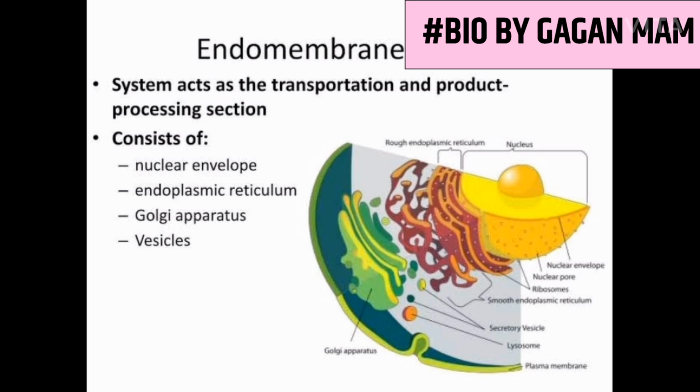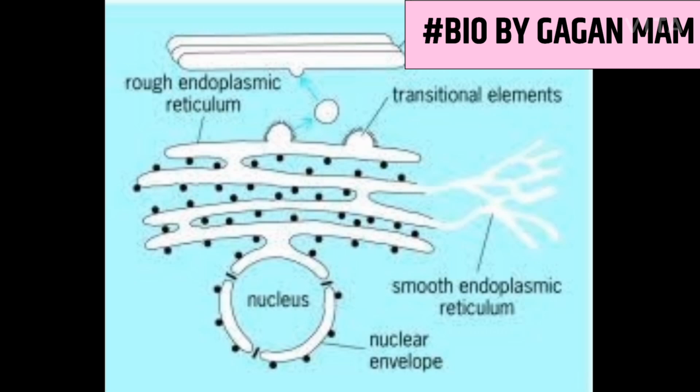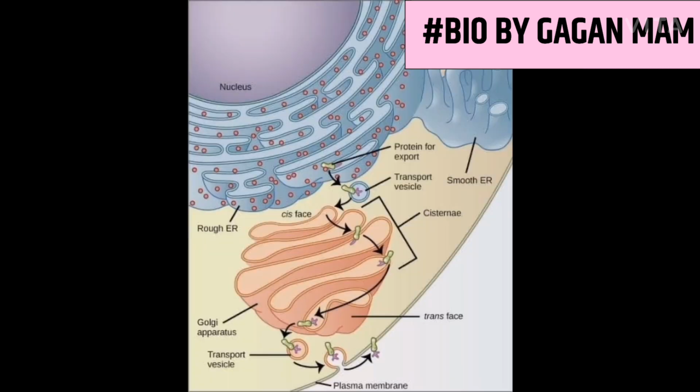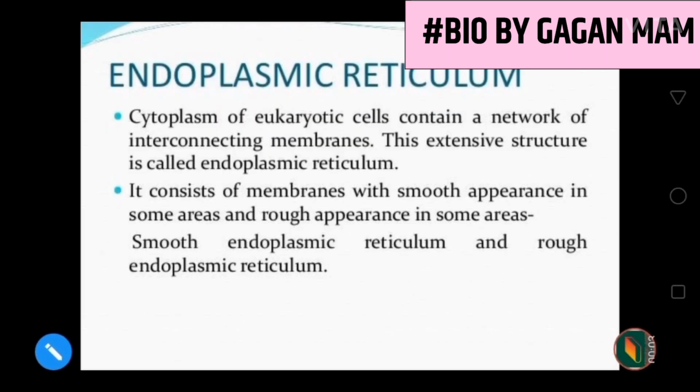Nuclear envelope, plasma membrane, endoplasmic reticulum, Golgi complex, lysosomes, vacuoles. Functions of these cell organelles are well coordinated, whereas functions of other cytoplasmic organelles are not coordinated. Hence, the rest of the cell organelles are not considered part of the endomembrane system. Now we are starting our first cell organelle, the first member of the endomembrane system, that is endoplasmic reticulum. In short, we say it as ER.